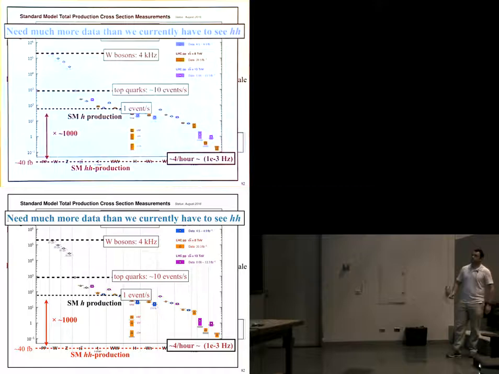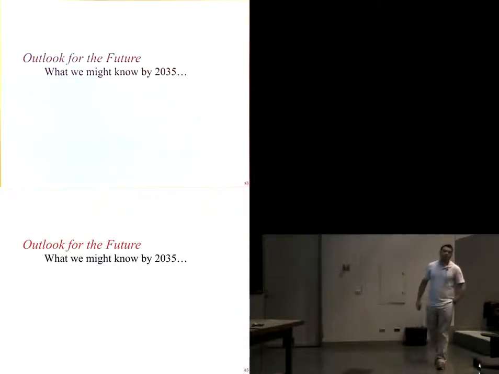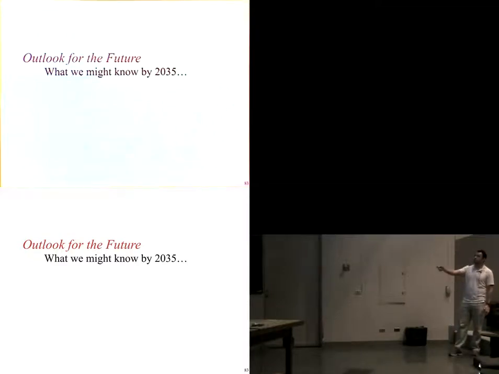So it's really important to study di-Higgs production, but it's very hard to study because of this basic idea that it's so rare in the standard model. And so in order to do this, we really need much more data than we currently have in order to really test these ideas.